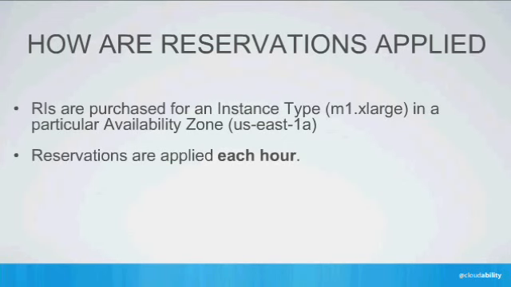Reservations are applied each hour. This is really important to understand because this forms the foundation for how you need to look at how RIs are actually applied and how you should purchase them. Essentially what happens is, let's say you have an RI for an M1 X large in US East 1A running Linux. At the end of every hour, Amazon is going to cycle through your reservations and cycle through your running instances and see, all right, I have a reservation for an M1 X large in US East 1A. Do I have any instances running that meet that criteria?